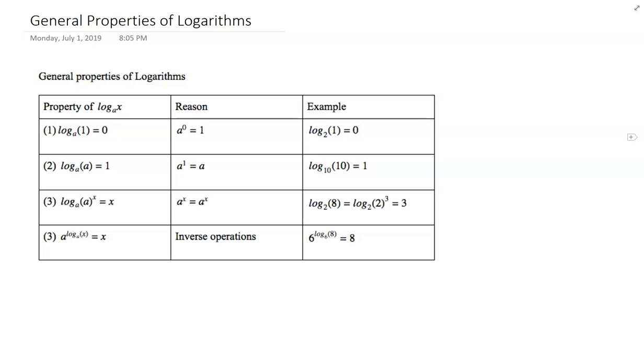Previously, we learned some properties saying that log base a of 1 equals 0. That means a to the 0 equals 1 if you're converting it to exponential form. An example, log base 2 of 1 equals 0. The second property is log base a of a equals 1. That means a to the 1 equals a. Example, log base 10 of 10 equals 1. Usually if we have a log base 10, we tend not to write the 10 right here.